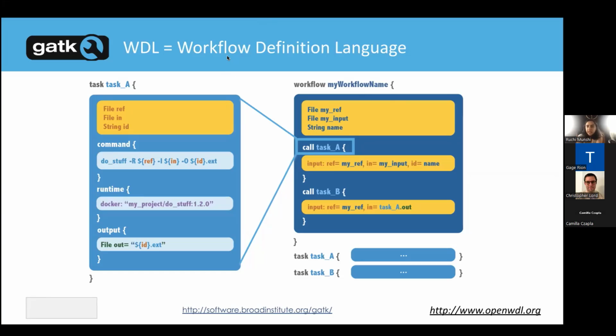So I'll just do a high-level overview of what is WDL and what does this human readable language actually look like. Yeah. So in general, let's start on the left-hand side. What is a task? So for any given task, there's 4 main components.